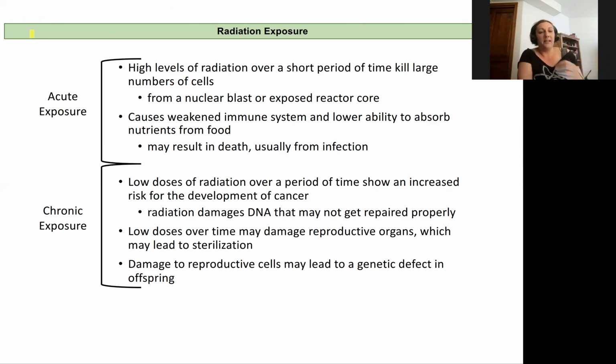Radiation might also damage reproductive organs. So you see sterilization in people with chronic exposures to low doses of radiation. And you might also then see genetic defects in the offspring of someone who's had a chronic exposure.